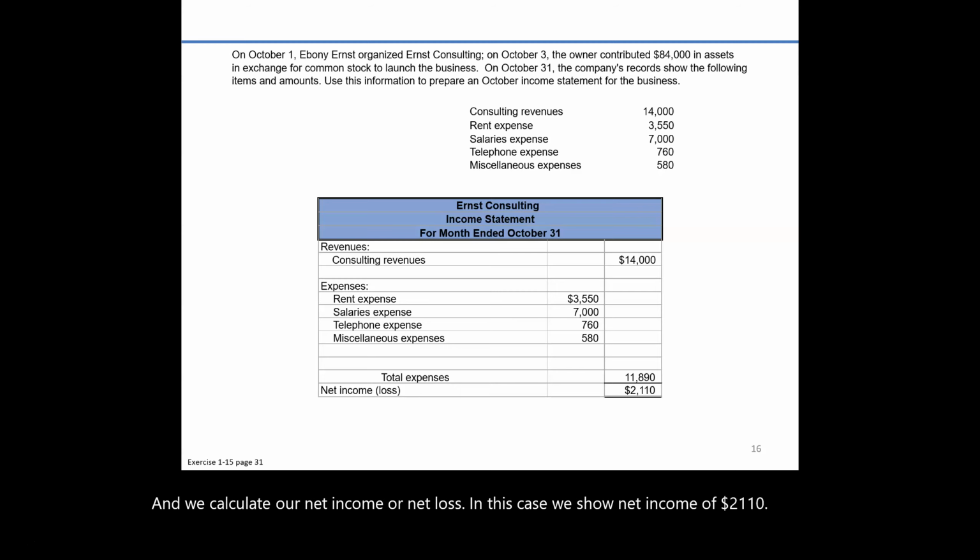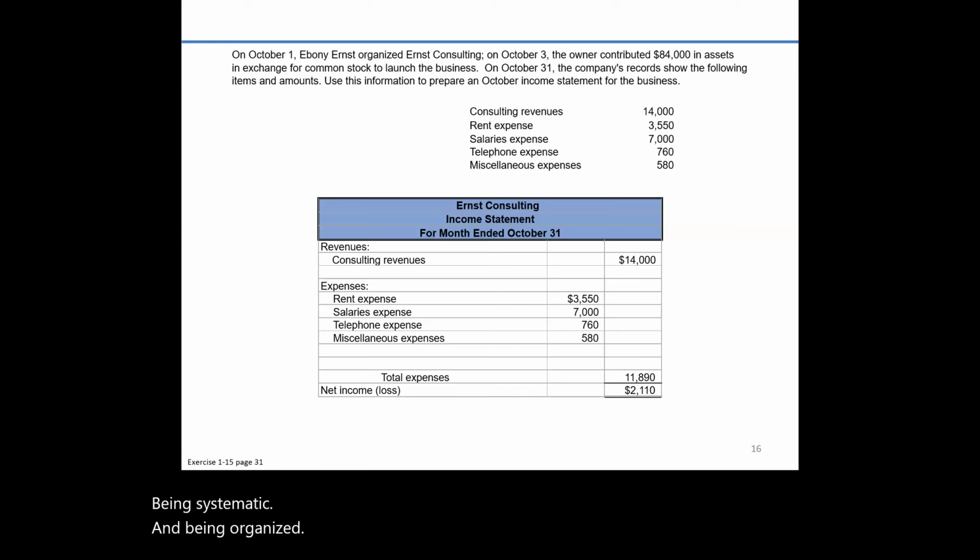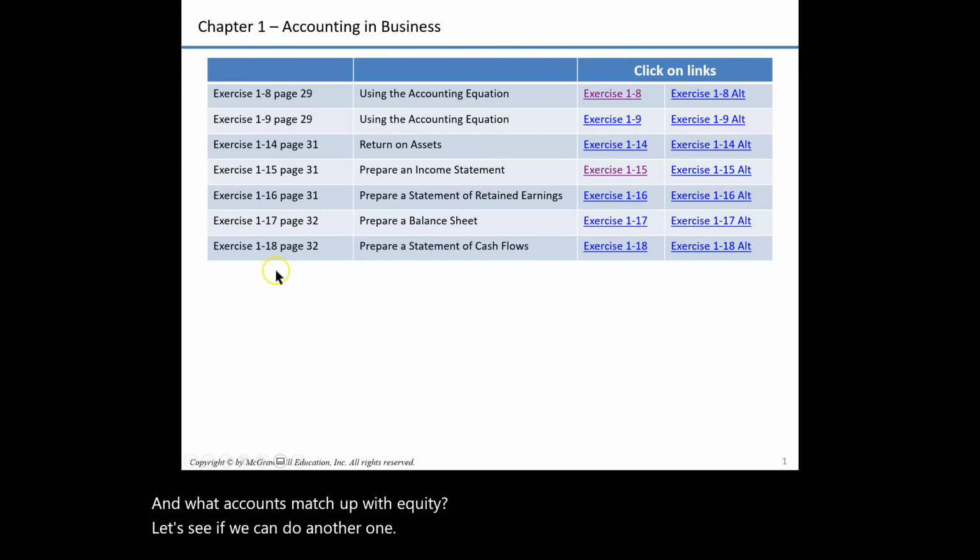The math is not very complicated. The real issue is being systematic and being organized, and remembering which accounts match with which elements. So remember what accounts match up with an asset, what accounts match up with liabilities, and what accounts match up with equity. Let's see if we can do another one. Prepare a statement of retained earnings.